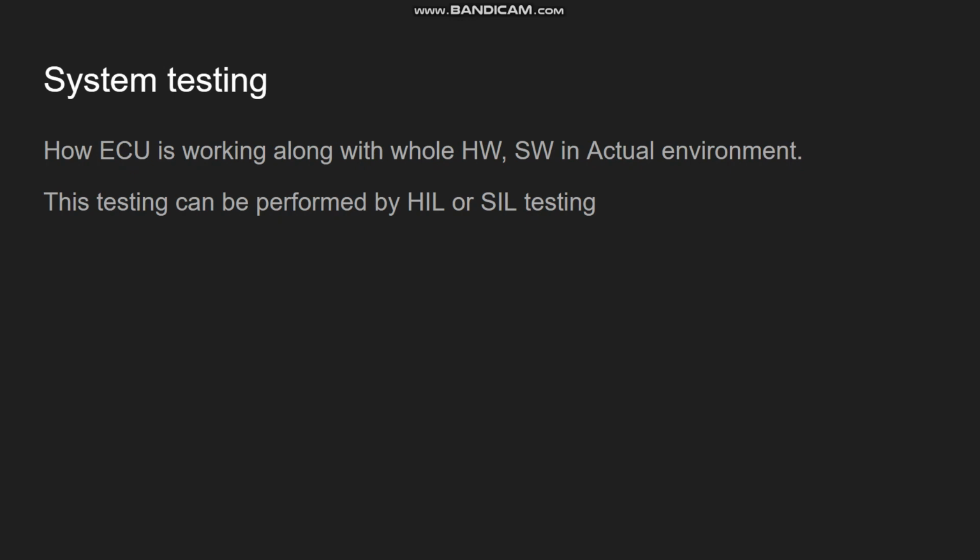In hardware in loop testing, actual hardware, that means sensors, actuators, loads, and other supporting loads, will be present with the system. Might be they are simulated or real, but they will be present with the ECU. SIL testing can also be performed at this level, software in loop, without keeping the hardware in loop. So this is the system testing which is associated with the software design and system analysis.